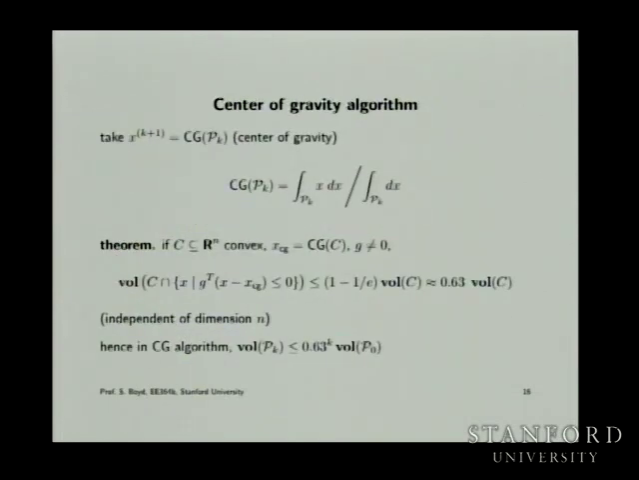Okay, so the CG algorithm uses the CG of the polyhedron as your query point. And there's an amazing fact. In fact, if we can find a simple enough proof, we'll stick it on homework 4, which we're working on. The amazing fact says this: if you take any convex set in Rn and take the center of gravity of that set and then pass any plane through that point, the question is, how unevenly does it divide the volume?